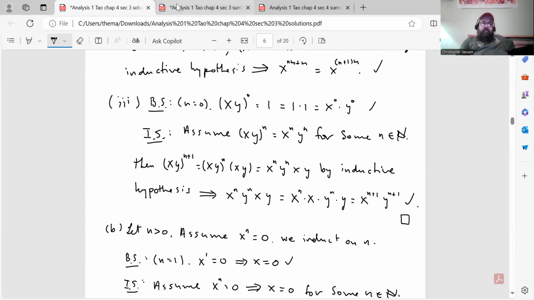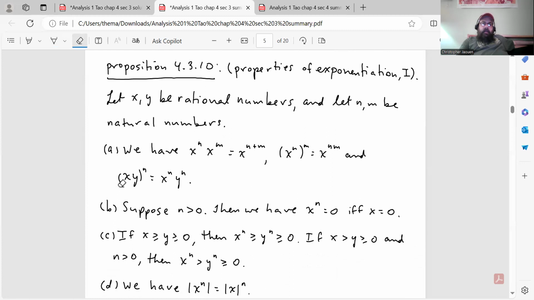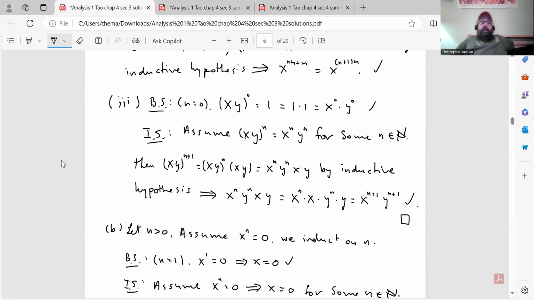And then for the last part here, exponentiation by natural number powers distributes over multiplication. Right, again, base step n equals 0: (xy) to the 0 is 1, which is the same thing as 1 times 1, which is the same thing as x to the 0 times y to the 0.